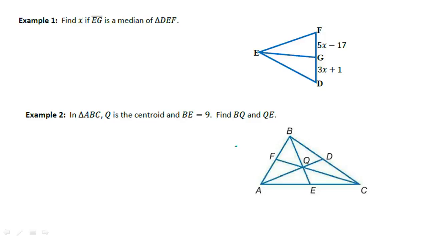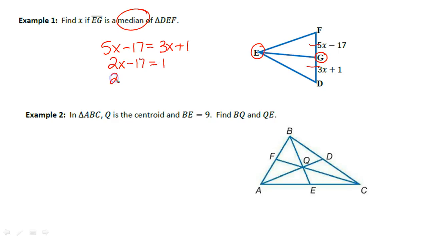Find x if EG is a median of triangle DEF. Since it's a median, that means it's going from a vertex to the midpoint of the opposite side. So we're going to show that that's the midpoint by showing that 5x minus 17 is congruent to 3x plus 1. Now we can set those equal. Subtract 3x to get 2x minus 17 is equal to 1. Add 17 to get 2x is equal to 18. Then divide by 2 to get x is equal to 9.